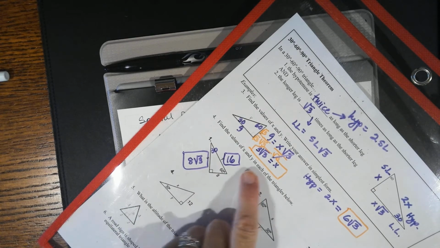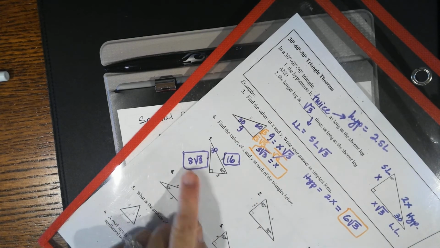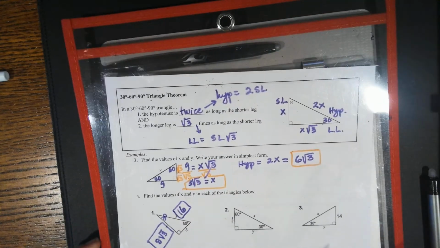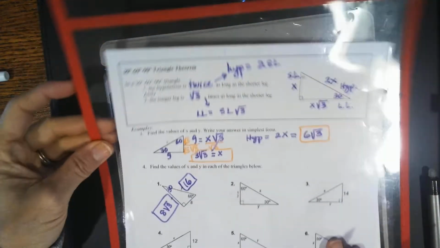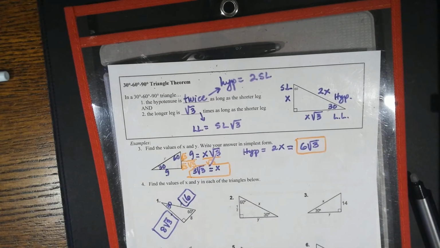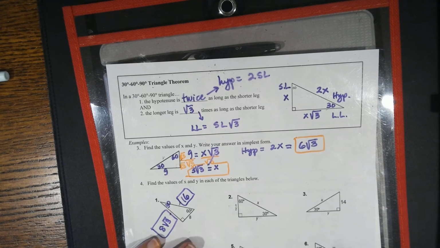This is your small one. That's twice as much. That's times root 3. We'll practice some more. Again, if it helps you to go like this, then do that with your paper. I'm going to try to do it without switching like that.